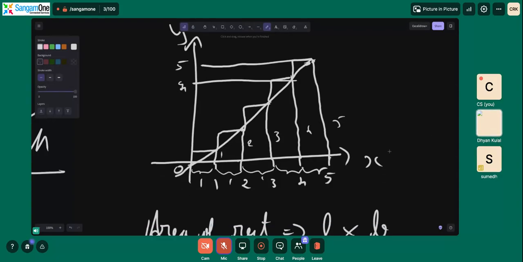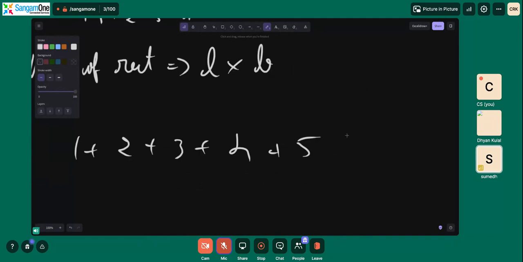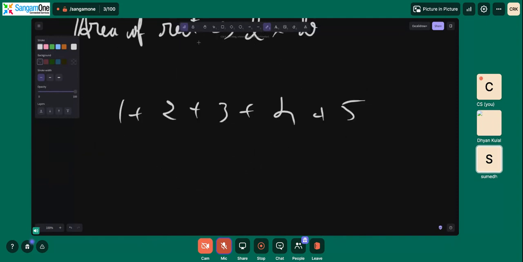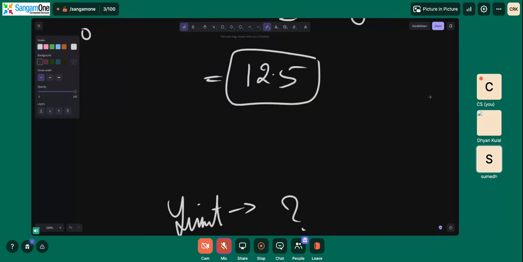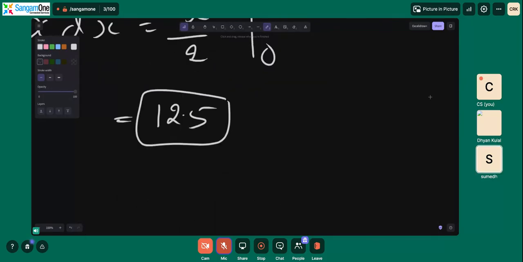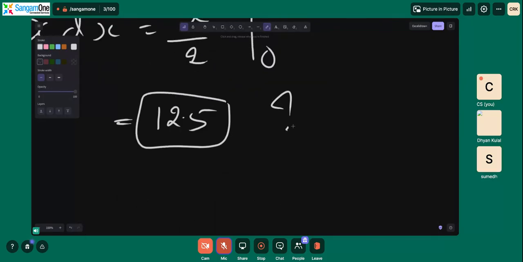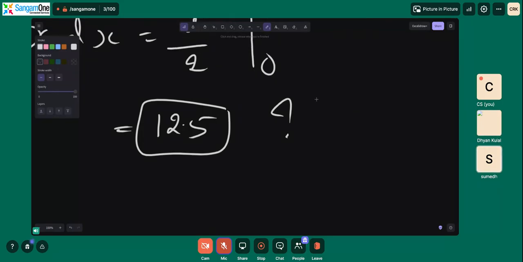I understood. So instead of multiplying by 1 every time, I'm just directly writing the value. I get 15 units. I got area 15 here, but in integration, what did I get? 12.5. Does that mean my integration is wrong? No. What did we miss here? One unique thing we missed.